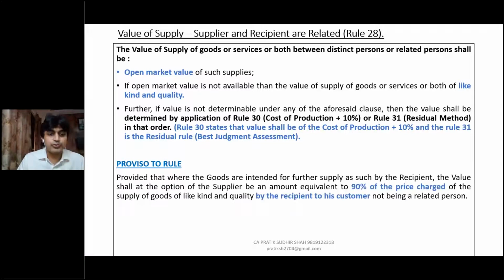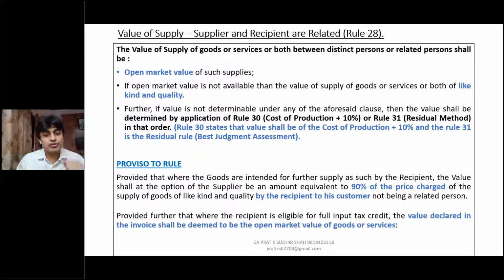And there is one first proviso. कि goods are supplied. Head office ने branch को दिया. Okay, supply between related person. अगर ऐसा हो रहा है and the recipient is supplying as such, so whatever values between recipient and customer, uska 90% shall be the value between supplier and the recipient. Okay, so this is my first proviso.